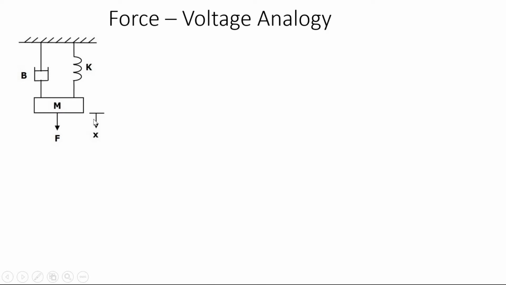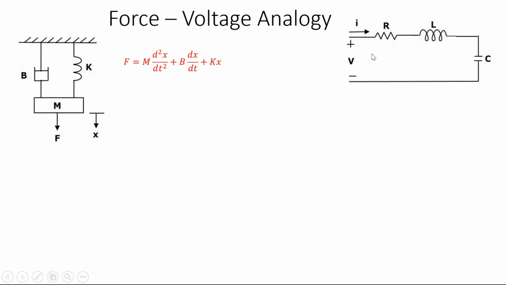Consider a mechanical system with mass m. The dashpot has a frictional coefficient B. The spring has the spring constant K. Displacement is x. The applied force is F. So the force balance equation is F equals m d square x by dt square plus b dx by dt plus kx.